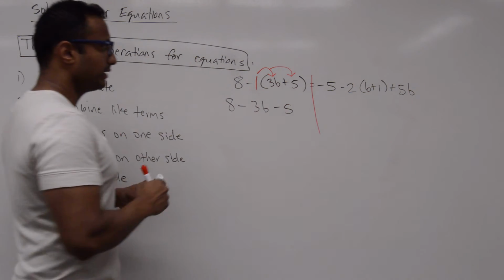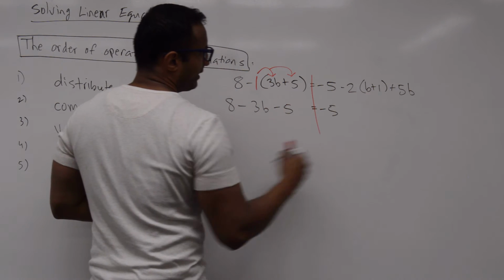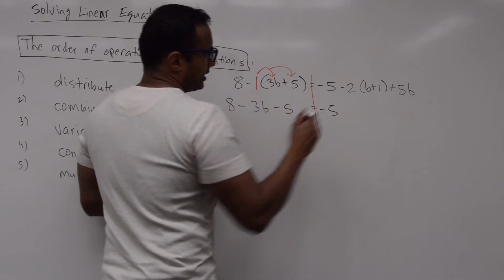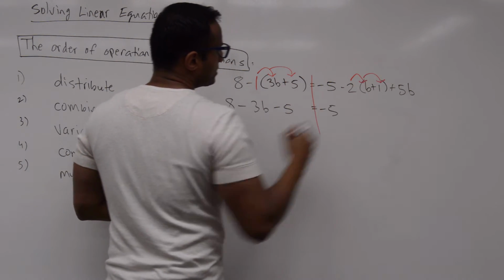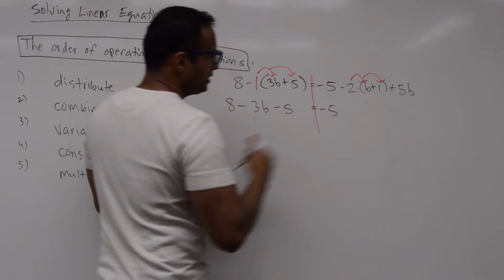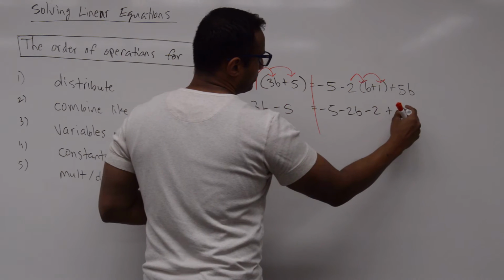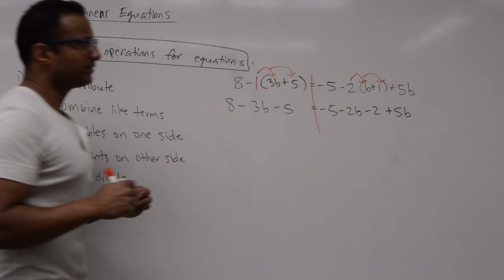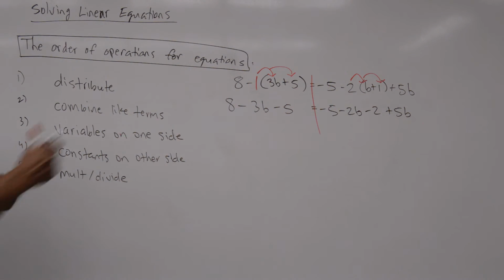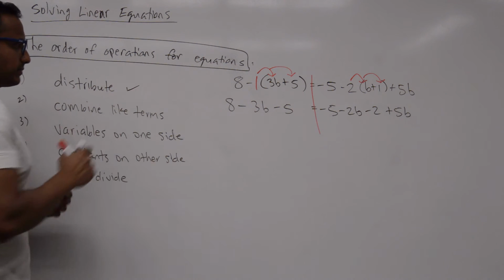Okay, on the right side, we have negative 5. That stays the way it is. We're going to distribute first. So if you have negative 2 times b, that's negative 2b. Negative 2 times 1, that's negative 2. And then we got plus 5b. Okay, so step 1 is done. We distributed it. Now let's combine our like terms.